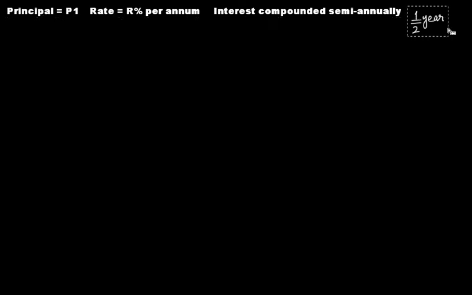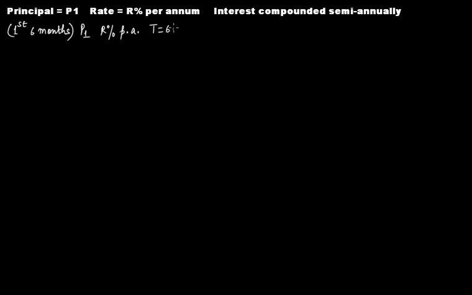Let's copy this. So let's take the first 6 months. For the first 6 months, your principal will be what? P1. Your rate is R% per annum. And your time period is equal to 6 months, which is equal to half year.